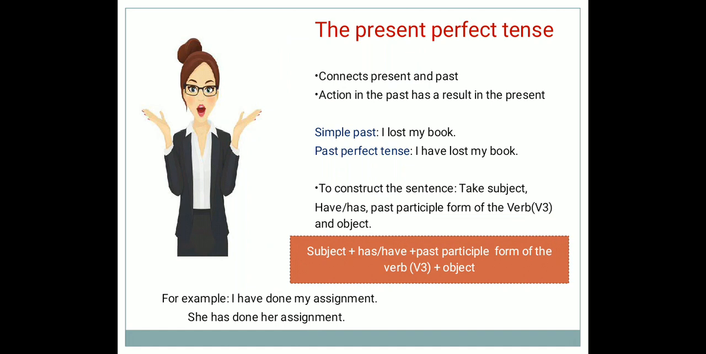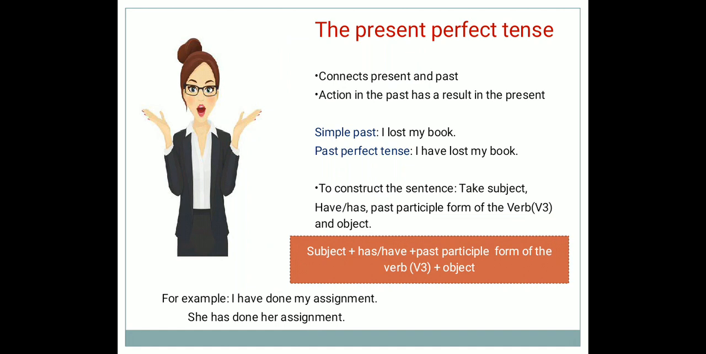So, the present perfect tense connects the present with the past. It's not just about only present or past, but it links and connects the present and the past. This tense shows an action in the past that has a result or effect in the present. That means something that happens in the past has effect or result in the present.